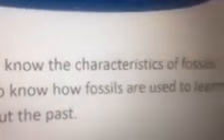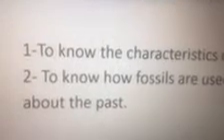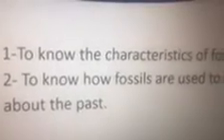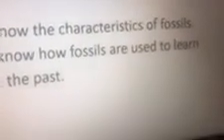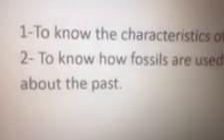Today our lesson: what can we learn from fossils? Learning objectives: Number 1, to know the characteristics of fossils. Number 2, to know how fossils are used to learn about the past.